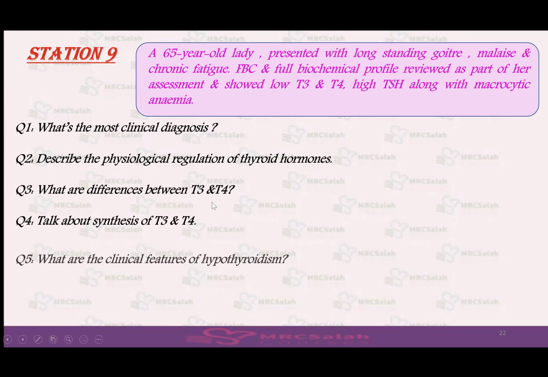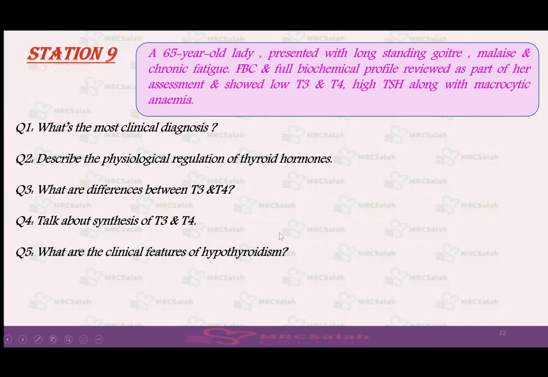What are the clinical features of hypothyroidism, Dr. Mansour? The patient suffers from bradycardia, constipation, muscular weakness, pretibial myxedema, weight gain and memory loss.